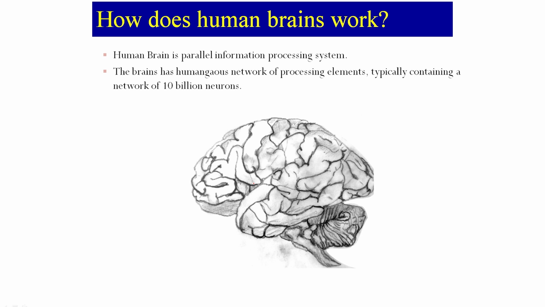The human brain is basically a parallel processing system, and it has a humongous network of processing elements. There are reports that the human brain contains about 10 million neurons. It looks very simple, but it contains 10 million neurons, and that is one schematic picture of the human brain. We process data using this brain and take our decisions, right.